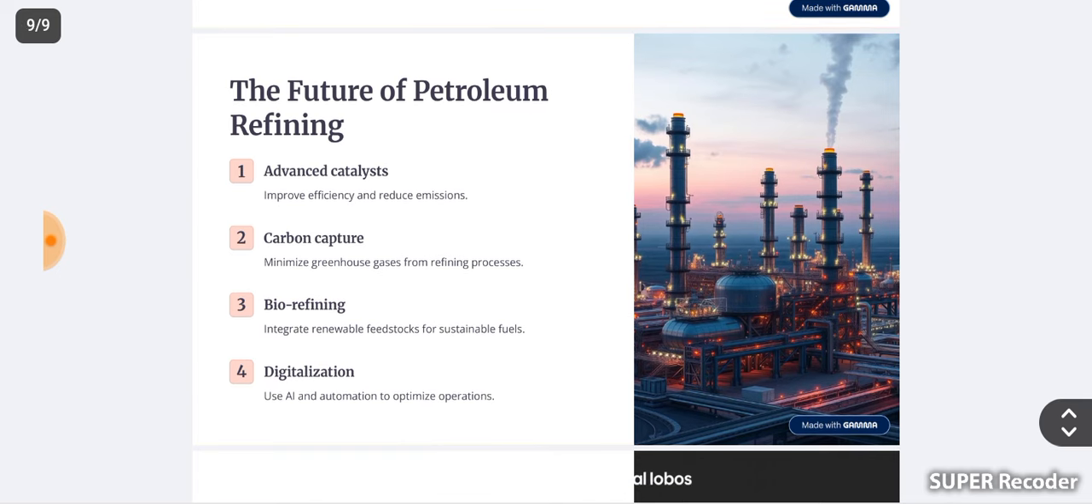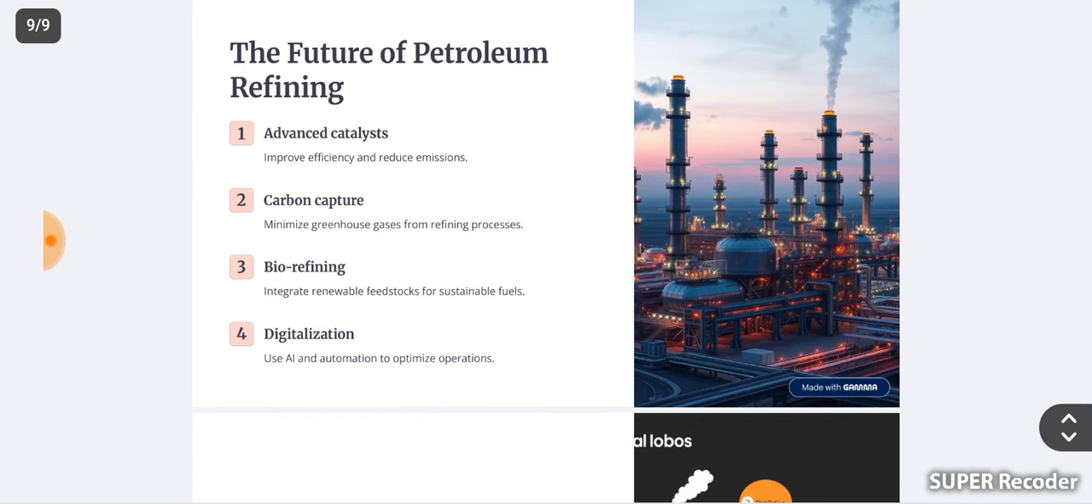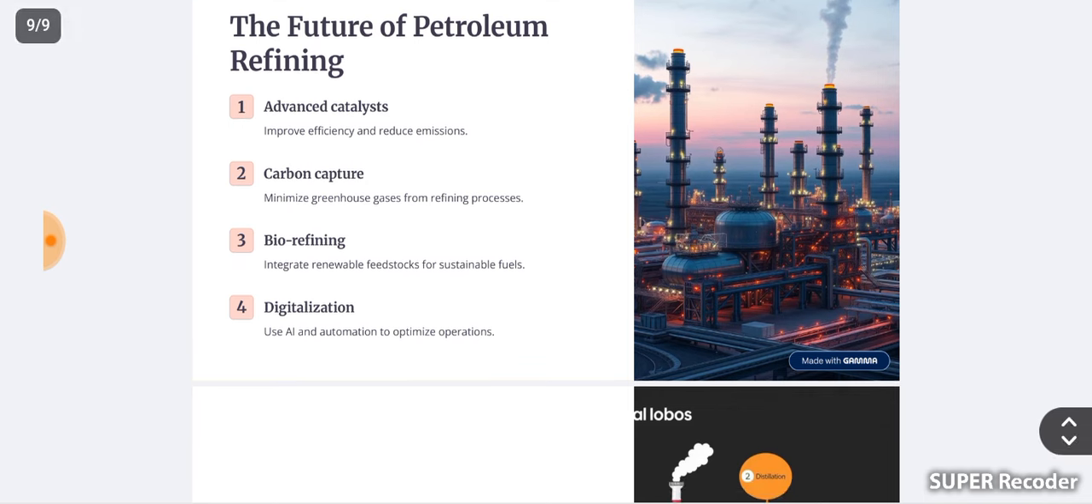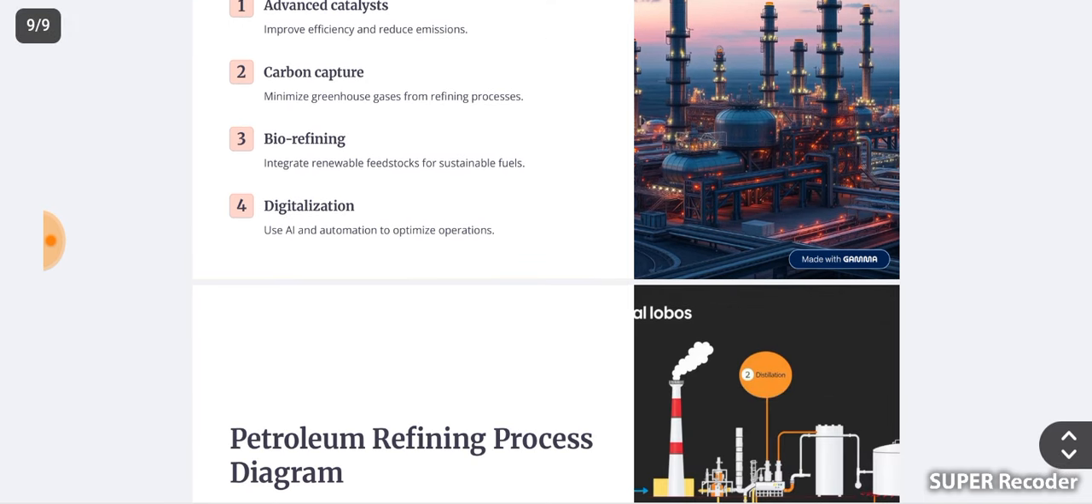And the next one is the future of petroleum refining: advanced catalysts, carbon capture, digitalization, and biorefining. In biorefining, integrate renewable feedstock for sustainable fuels. Digitalization uses AI and automation to optimize operations. Carbon capture minimizes greenhouse gases from refining processes. Advanced catalysts improve efficiency and reduce emissions.